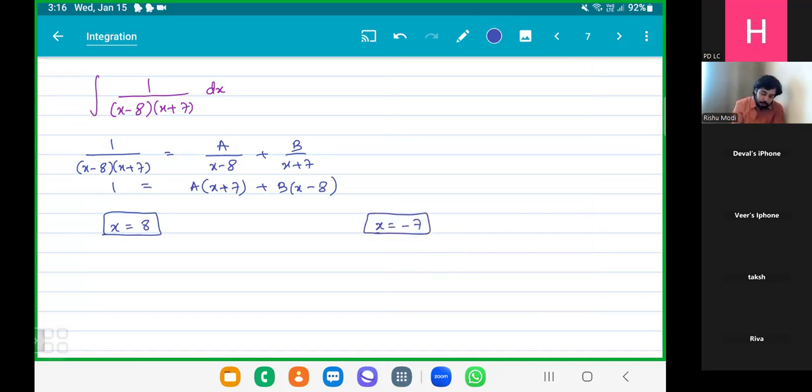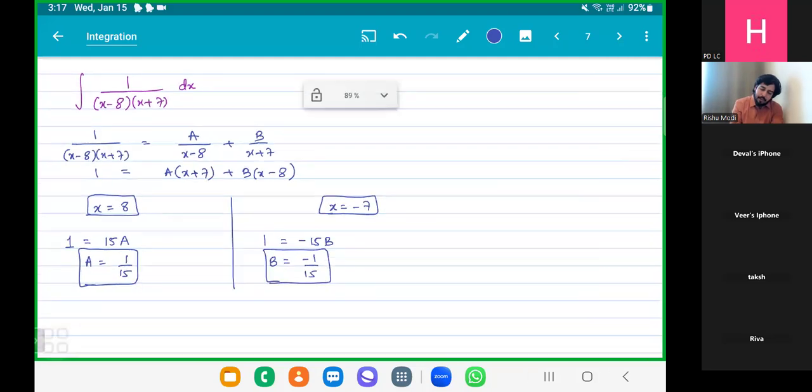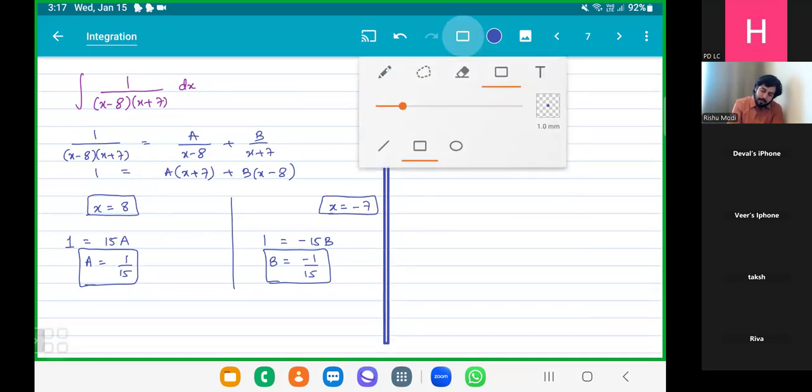So when I substitute 8 in this, it will be 1 is equal to 15A. So the value of A comes as 1 by 15. When I substitute minus 7, it will be 1 is equal to minus 7 minus 8, that is minus 15B. So B is equal to minus 1 by 15. We have both A and B with us, so we can now make the integral part.